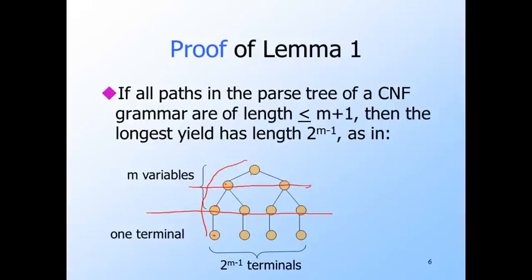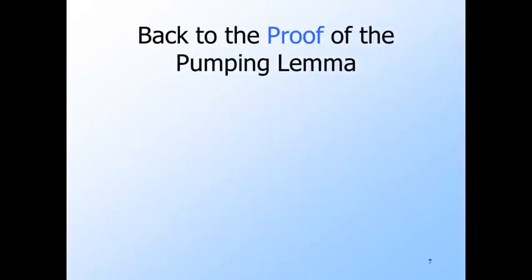Finally, we therefore can conclude that the length of the yield is at most 2 to the m minus 1. Now, 2 to the power m minus 1 is n over 2. Since z is of length n, it cannot be the yield of any tree that has paths limited to length n plus 1 or less. Therefore, we conclude that somewhere in the parse tree for z is a path of length at least n plus 2. Now we're ready to prove the pumping lemma.